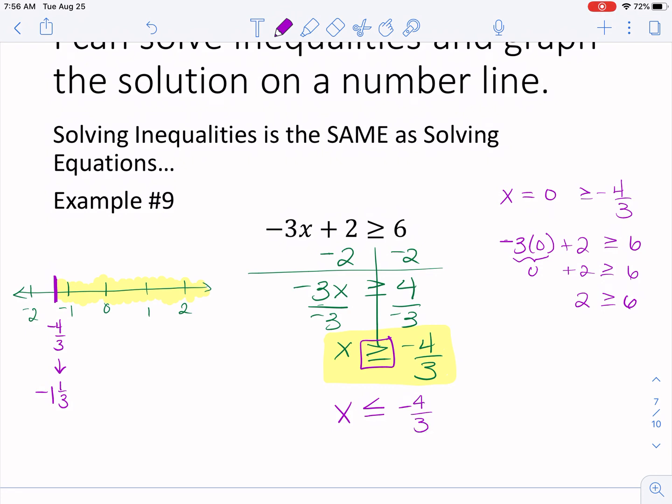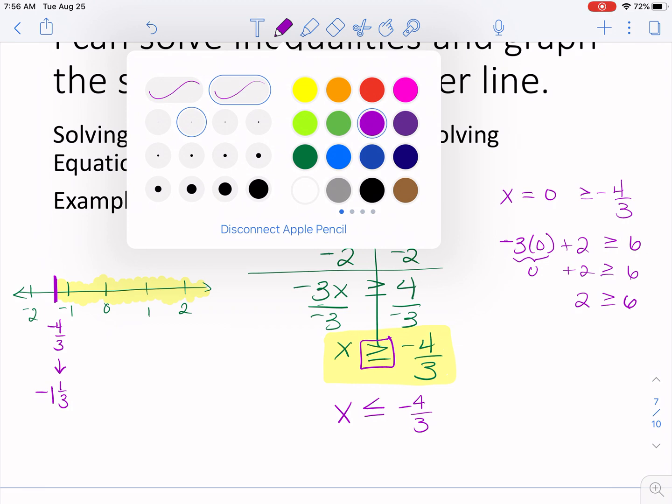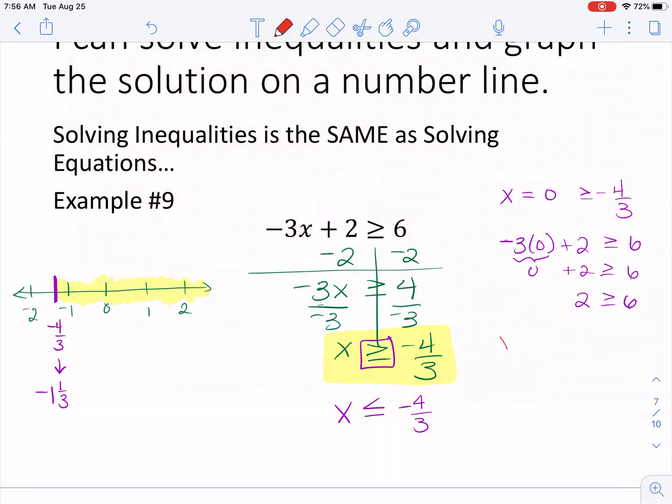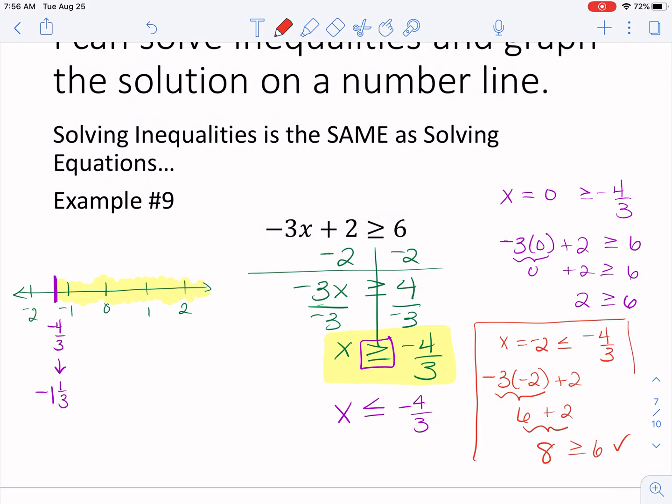Now let's try another one of those. Let's try negative 2, because negative 2 actually is less than. So x equals negative 2, which is less than or equal to negative 4/3. All right. Negative 3 times negative 2 plus 2. This gives me 6 plus 2. 6 plus 2 is, yep, you got it, 8. Is 8 bigger than or equal to 6? Yes, this one checks out.